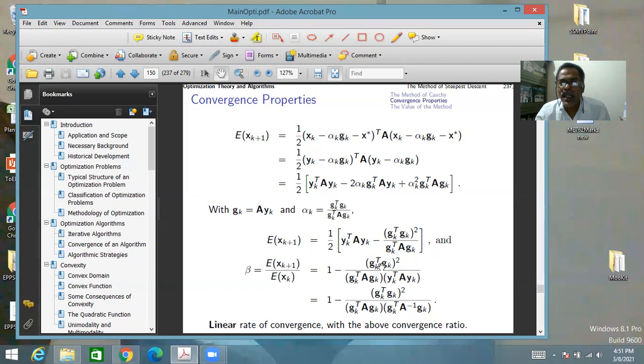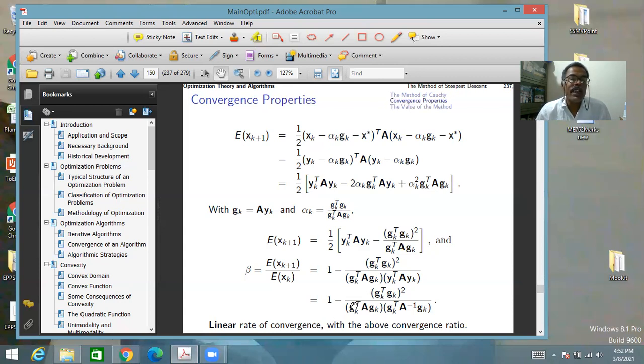Here, some gk is coming and some yk is coming. We can simplify that by using the expression of yk in terms of gk, A inverse gk. So in place of yk, we put A inverse gk here also, and then gk transpose A inverse A. So that goes off, and we get this. Okay. So this is the expression for the convergence ratio. First of all, the rate of convergence is linear, so we are not very happy. We would be happier if it were better than linear, happiest if it were quadratic, and so on. Okay.